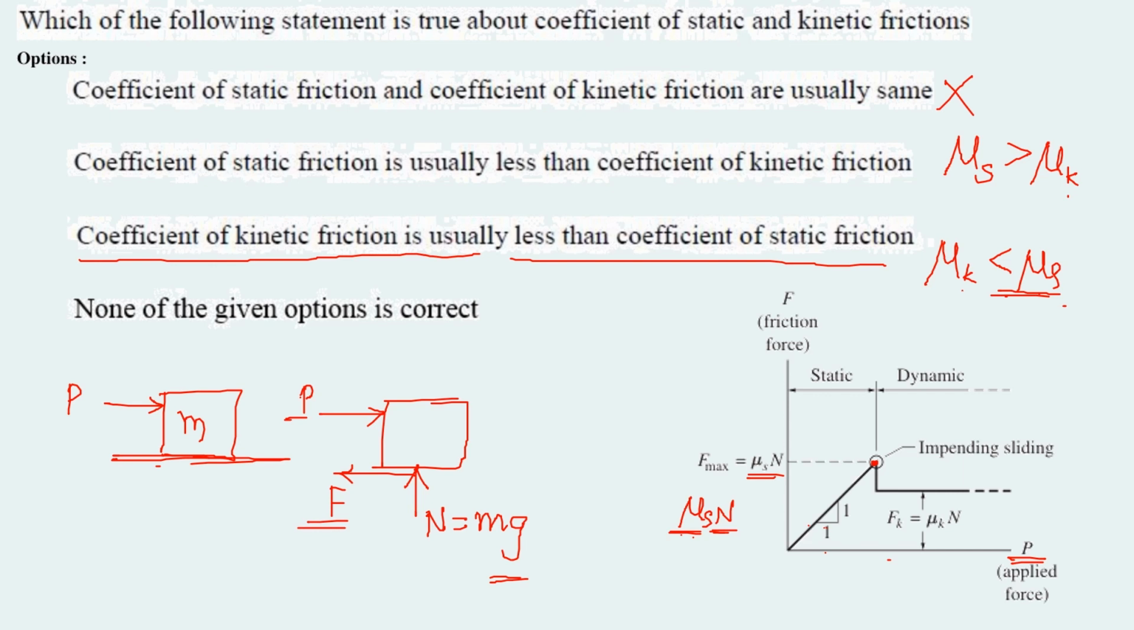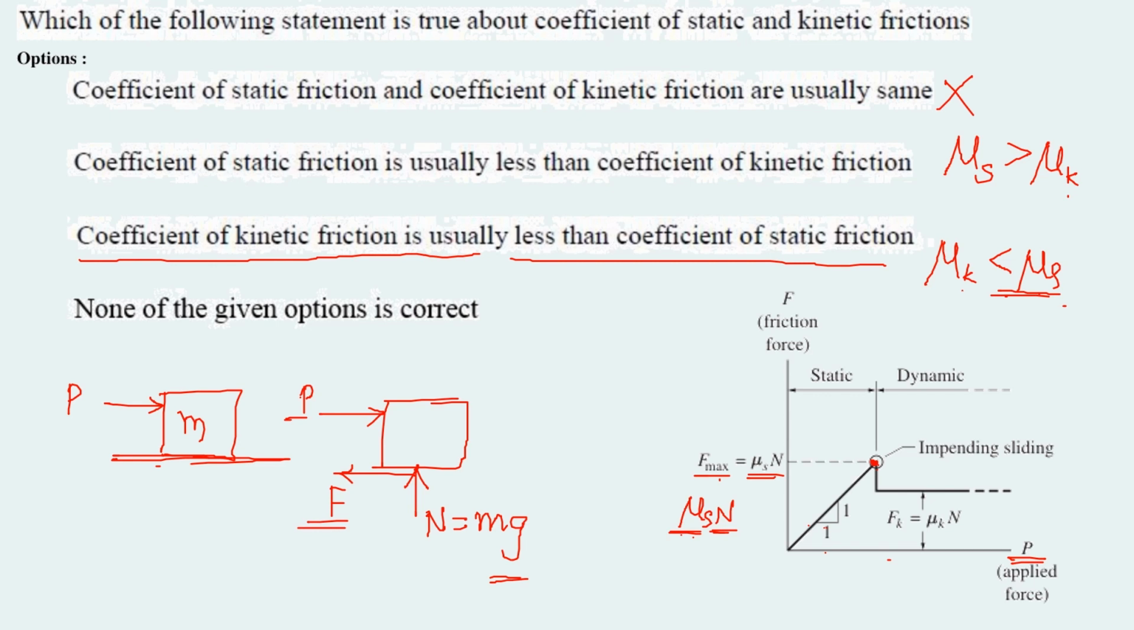Here we can clearly see that if we apply slightly more force than this F max, then the block starts moving. So here we call this point impending motion. At this point the block is ready to move, or motion is impending.